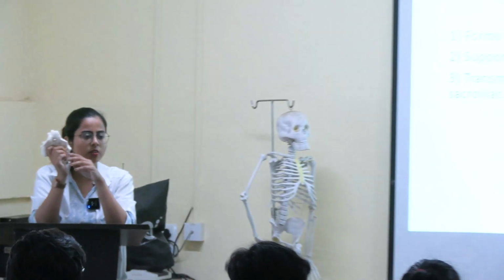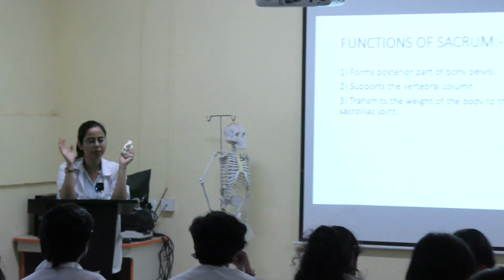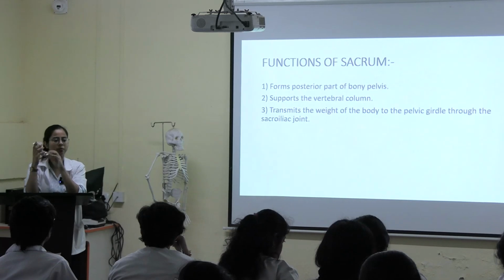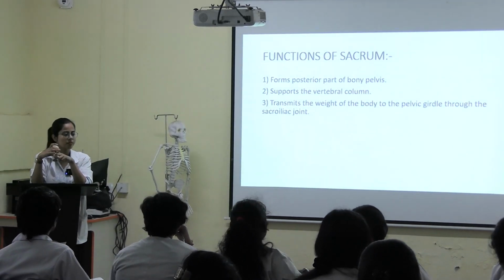Now what is the function of the sacrum? It helps in the transfer of weight from the body to the pelvic girdle. It forms the pelvis. You have seen here it articulates with 2 hip bones on either side to form the bony pelvis, and it also supports the vertebral column. So these are the functions of the sacrum.